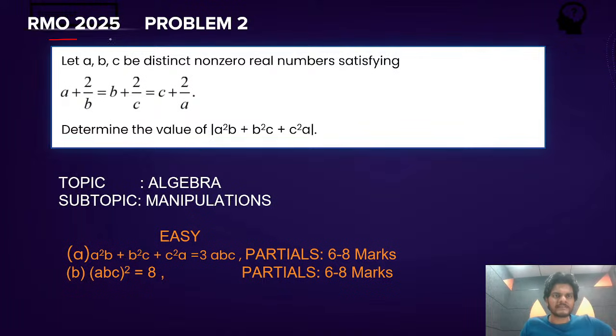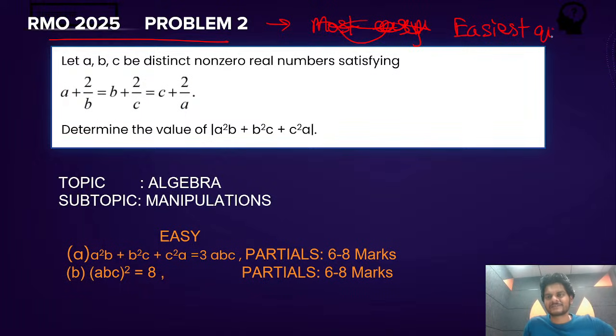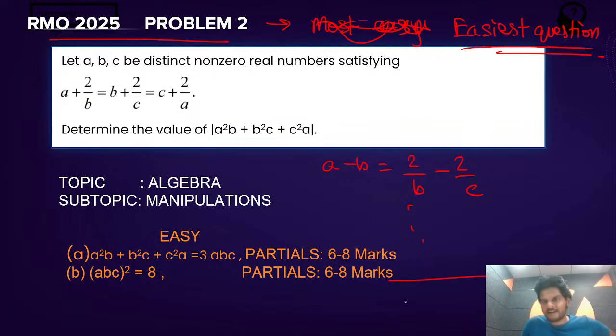Okay, this question is very easy. One of the easiest questions. Most easiest is the wrong word. Easiest is correct. Very easy, you just have to find a pattern. You just need to write a minus b is equal to 2 by b minus 2 by c for everyone, and you just add and you get that. It's so simple. You'll get this easily. It's not a big deal at all.